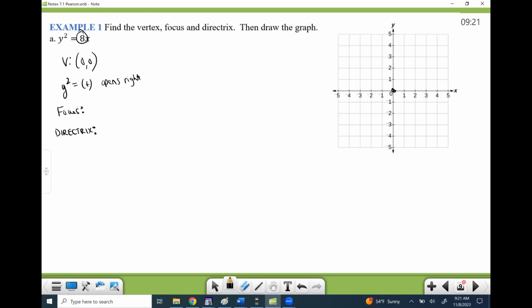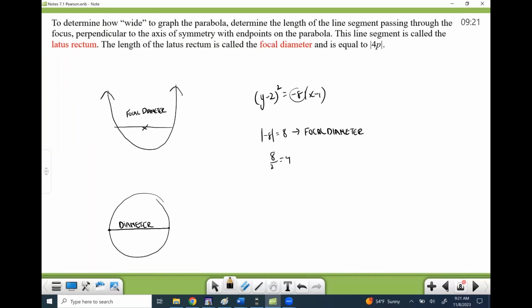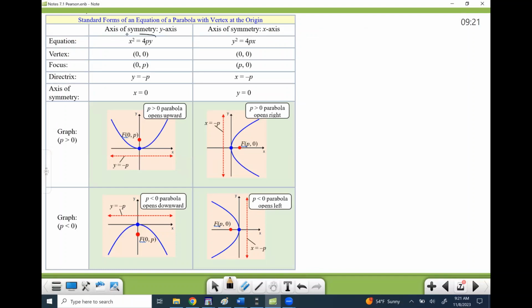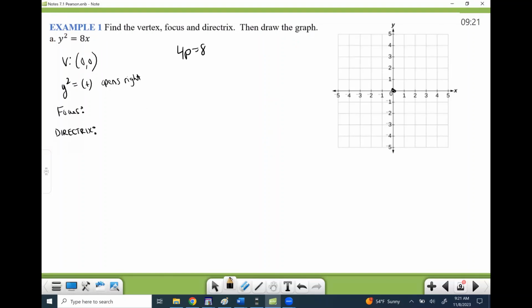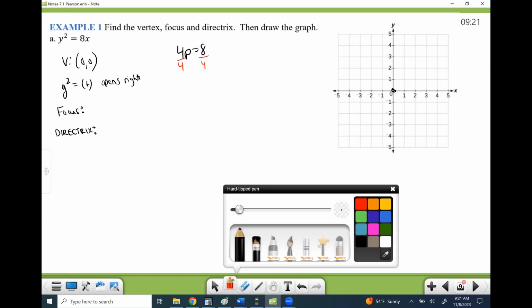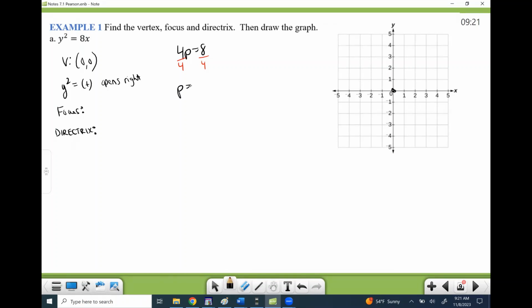Now, every time you're going to set whatever's in front of the non-squared term equal to 4p. Let's go back and see why I do that. On both formulas right here, whatever's in front of the non-squared term is 4p. That's the reason why we're setting whatever's in front equal to 4p. And we'll do that every time, so you'll get used to it. All right, so p is 2.